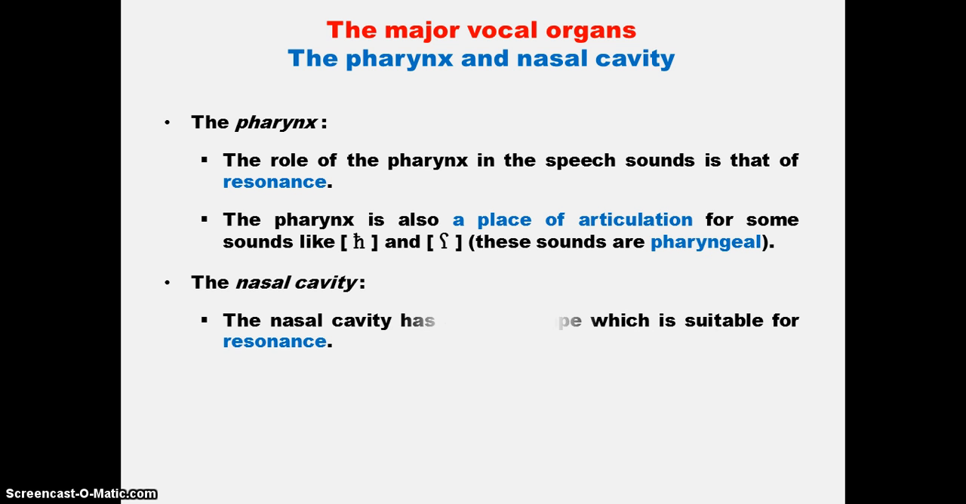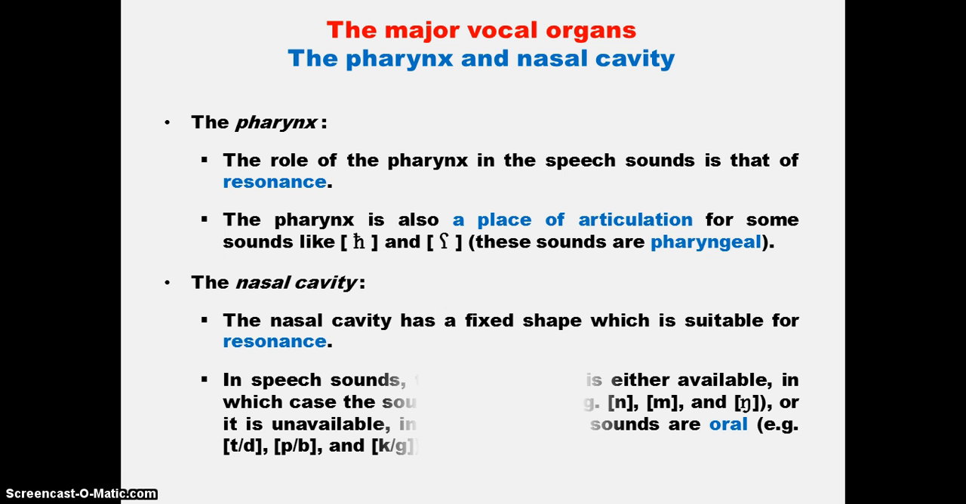The nasal cavity. The nasal cavity has a fixed shape which is suitable for resonance. In speech sounds, the nasal cavity is either available, in which case the sounds are nasal, example n, m, and ng, or is unavailable, in which case the sounds are oral, example t, d, p, b, and k, g.